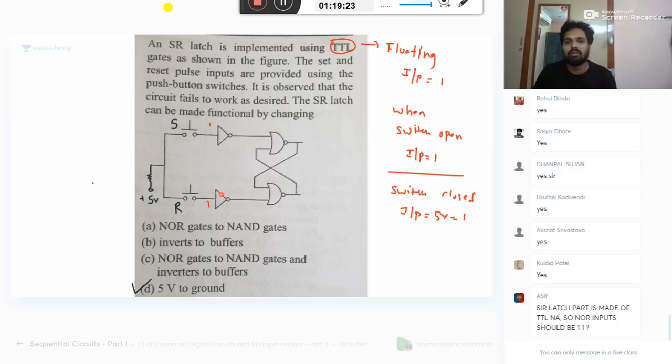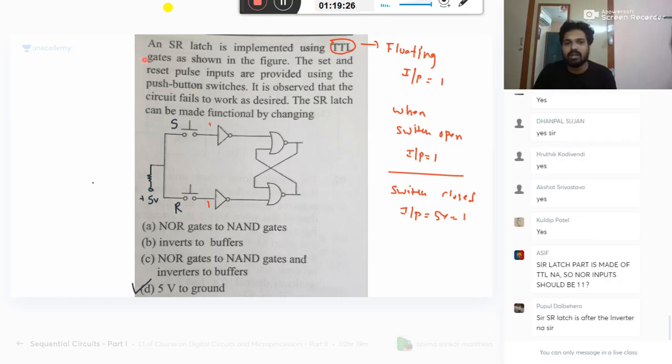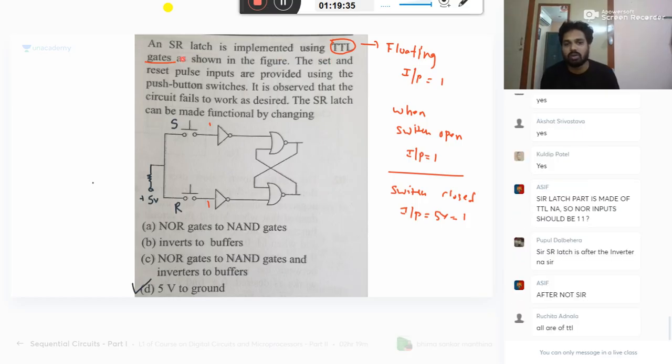What is that? TTL gates means the total circuit is made of TTL gates, as if an SR latch is implemented using TTL gates. The total circuit is made of TTL gates, not after a NOT gate.